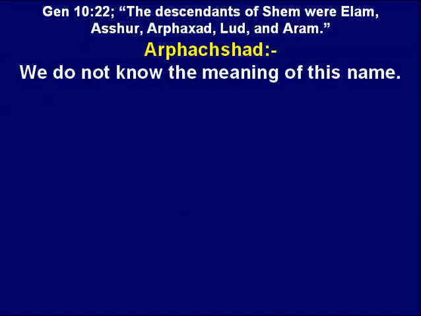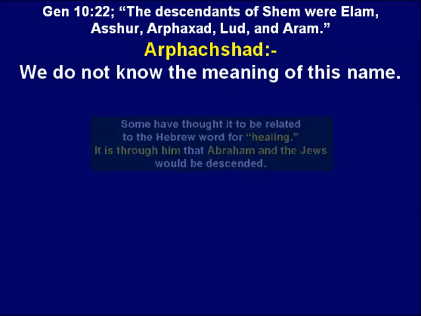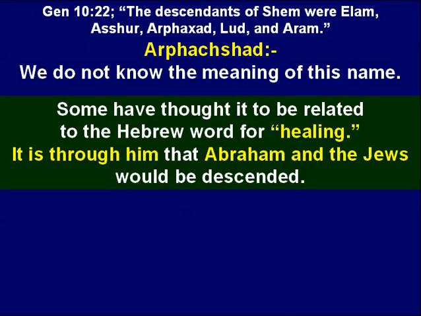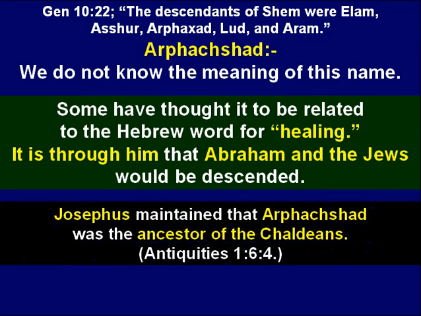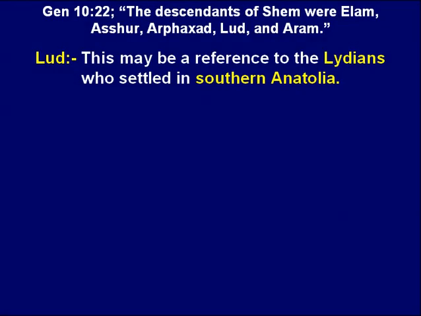Arphaxad, we don't know the meaning of this name. Some have thought it to be related to the Hebrew word for healing. It is through him that Abraham and the Jews would be descended. Josephus maintained that he was the ancestor of the Chaldeans.